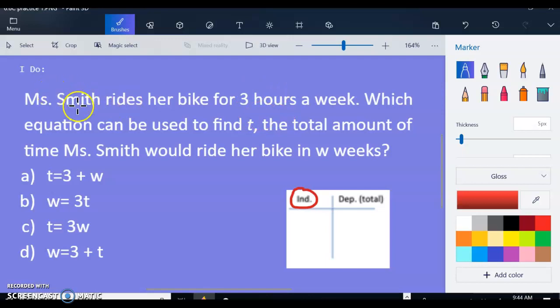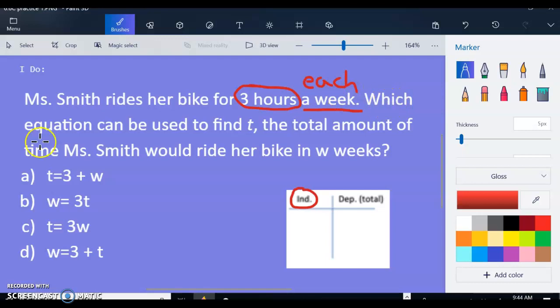So it says Miss Smith rides her bike for 3 hours a week. Alright, 3 hours a week. So each week she rides her bike 3 hours. So we know that we're looking for 3 hours for each week.